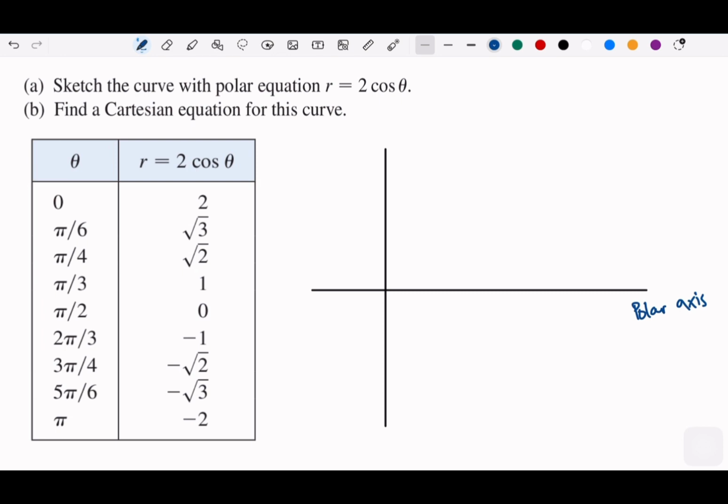Now we start from the angle 0. Angle 0 has a radius 2, so you can just make a proportion. Maybe 2 is here, so 1 is here, maybe around that. So let's just do that. And maybe here is (2, 0), so (r, theta).